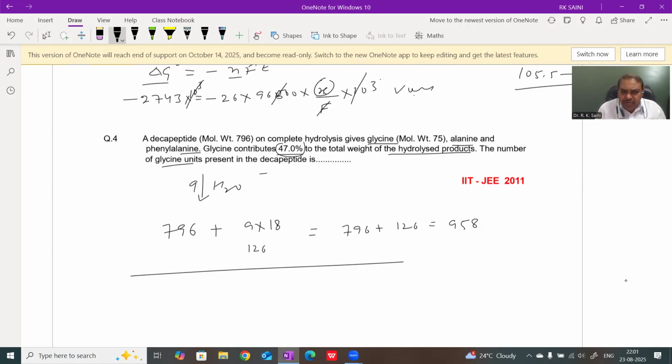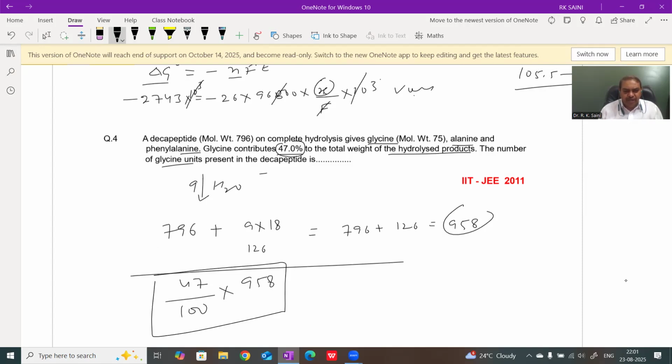And now glycine is 47%. It means if the weight is 100, then glycine is 47. If the weight is 1, then glycine is 47 upon 100, and the weight of the hydrolysis product is 958, so this is the weight of glycine in the solution of decapeptide. And the molecular mass of glycine is 75. Therefore, this value divided by 75, and then we find the moles of glycine in 1 mole of decapeptide, and your answer is 6. Question number 10.